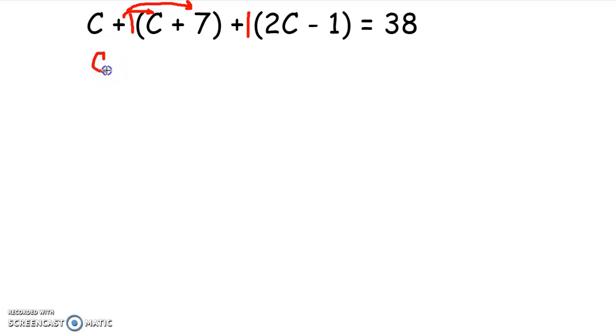So I'm going to go ahead and just rewrite without the parentheses the c plus 7. And then over here, remember 1 times 2c is 2c. And 1 times negative 1 is negative 1. And that still equals 38. Okay, now we have the first step done.